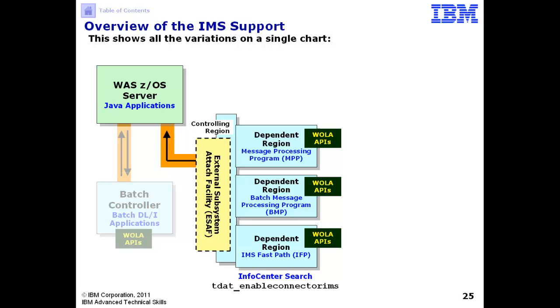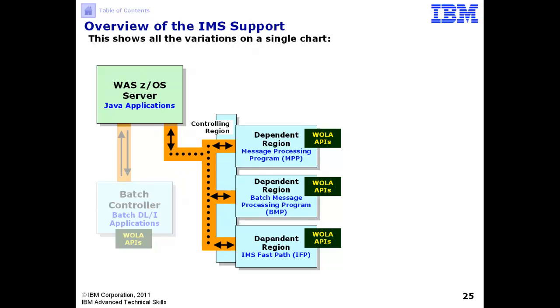Enabling the WOLA ESAF support involves a few relatively simple IMS system programmer steps. They are spelled out in the Product Info Center under the search string TDAT Enable Connector IMS. As noted, the use of ESAF was limited to inbound only. But you may access MPPs, BMPs, and IFPs both inbound and outbound by circumventing the use of ESAF. This results in a model that's more closely related to standalone batch or IMS batch controller DLI programs.